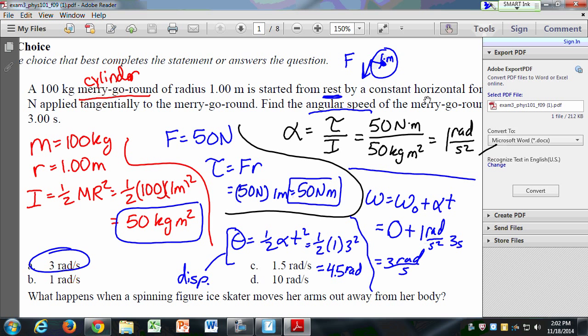From there, we can assume that it starts from rest. It'll always start from rest. Okay, so it'll start from rest. It says it right here, but yeah, you'll want to look for that language. But yeah, it'll start from rest.